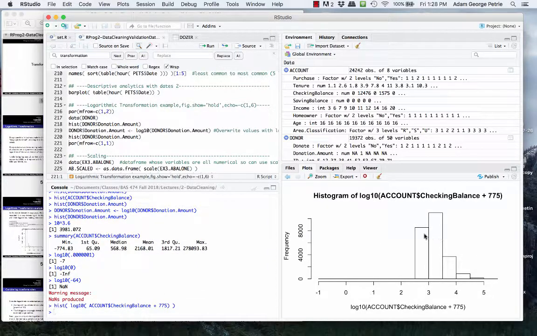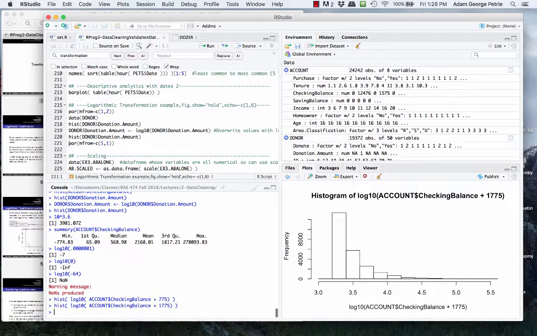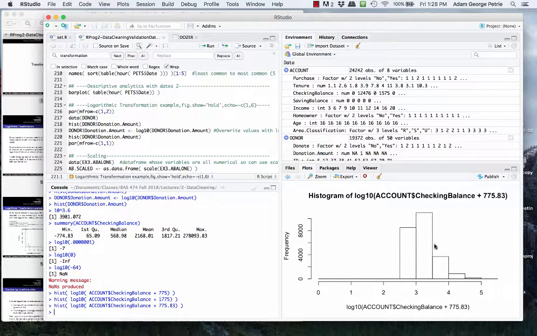So there we go, much nicer symmetric distribution. That's great. In fact, I could add something bigger. If I added 1775, that changes a little bit of what the shape looks like, still kind of skewed here. Generally, my rule of thumb is that I like to add values so that the smallest value overall is just at about 1. The log base 10 of 1 is 0. And so adding a number so that the smallest value is 1 is my favorite thing to do, in which case I'd be adding 775 plus, or 0.83, and that would be the distribution that I would work with.